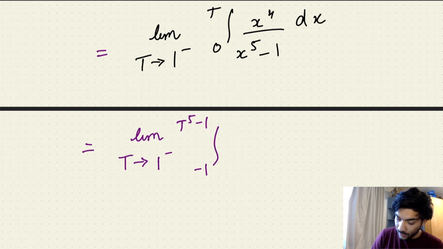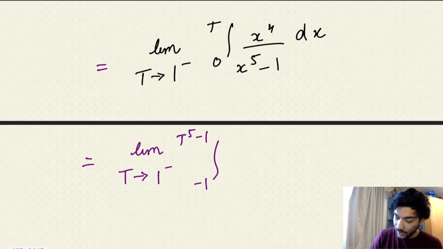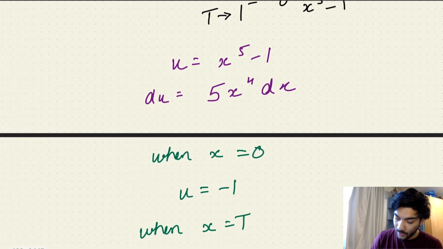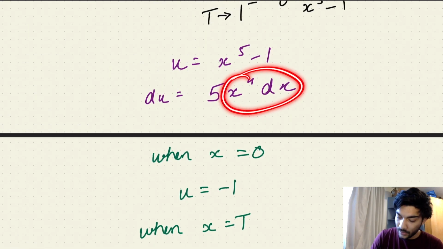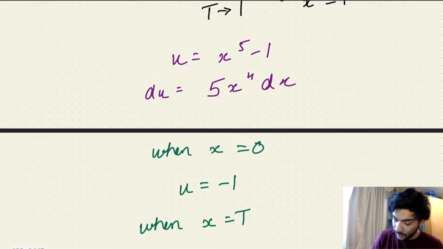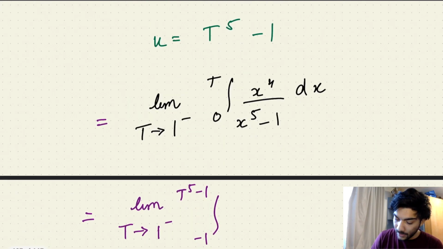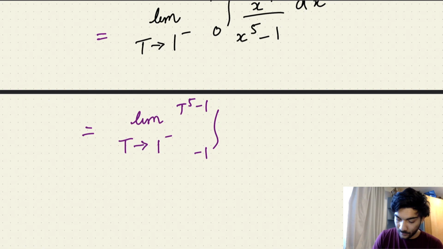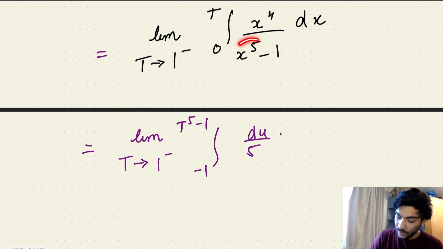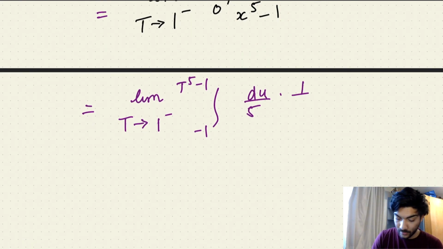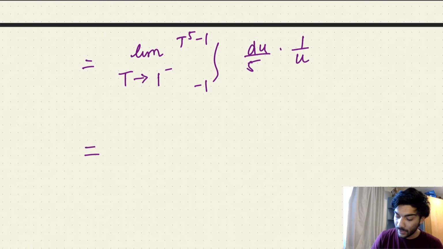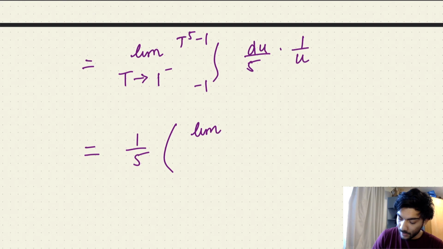So capital T to the power 5 minus 1, and the inner integral will basically be changed to, so we know that x to the power 4 dx, which is in the numerator, is basically du upon 5. So this is du upon 5, and then your denominator is x to the power 5 minus 1, which is u. So this would be 1 by u over here, right? And now we can simplify this one. We can take the constant out. So 1 by 5, then limit t approaches 1 minus.